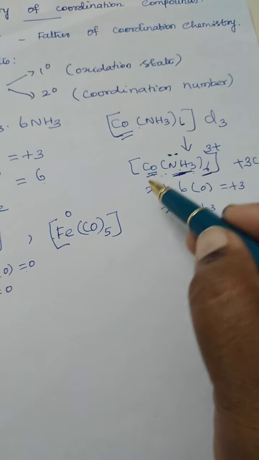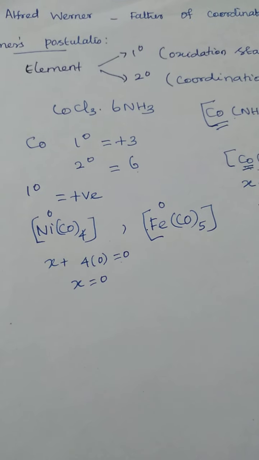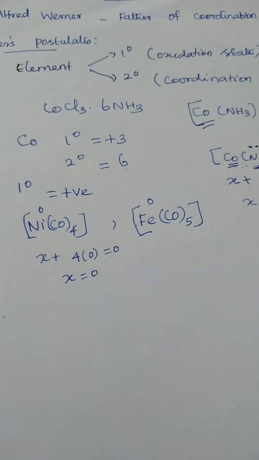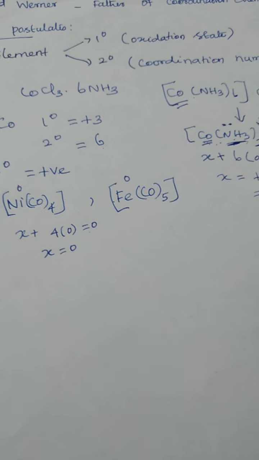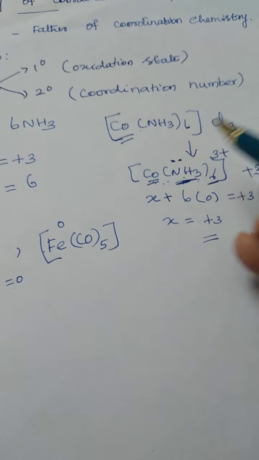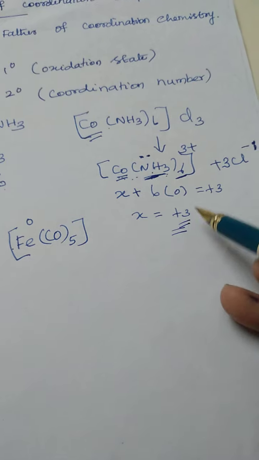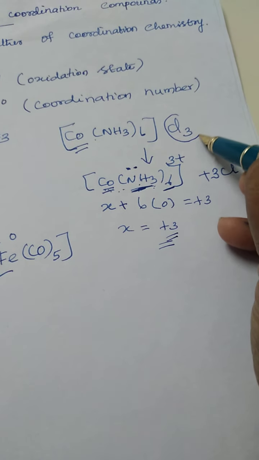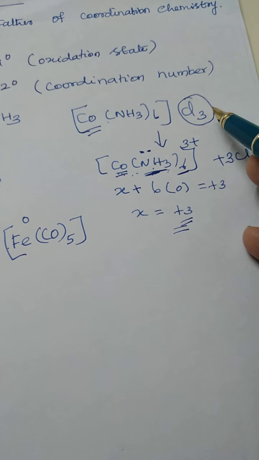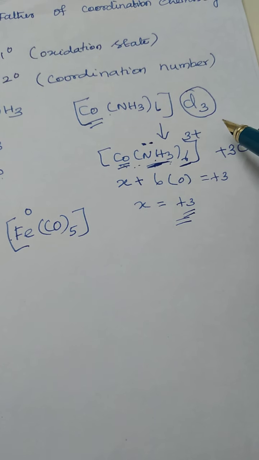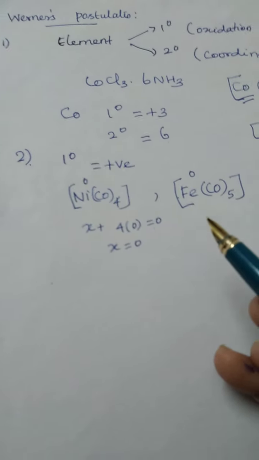Here in cobalt, its oxidation number is positive. What's the oxidation number? +3. Then it is always satisfied by the negative ion. For example, in the compound of cobalt, take this example. How much is the primary valency of cobalt? Plus 3. This plus 3 is satisfied by the negative ion, that is 3Cl-. So the primary valency is always satisfied by the negative ion. That is the second point.